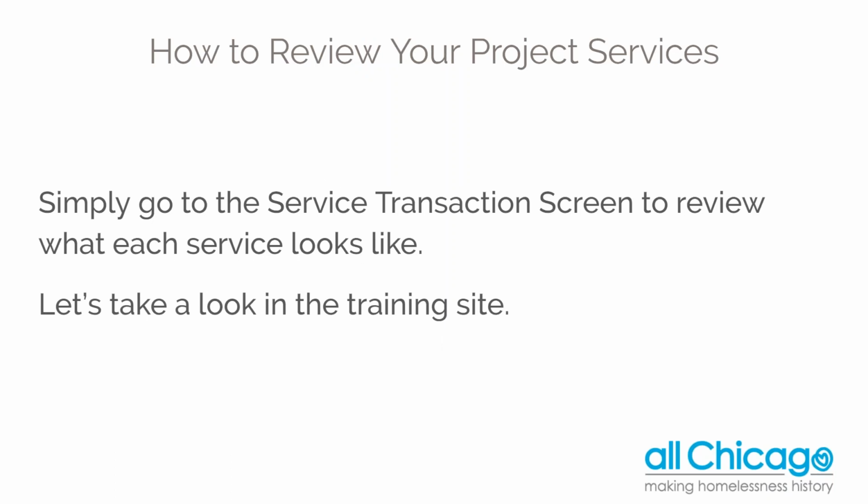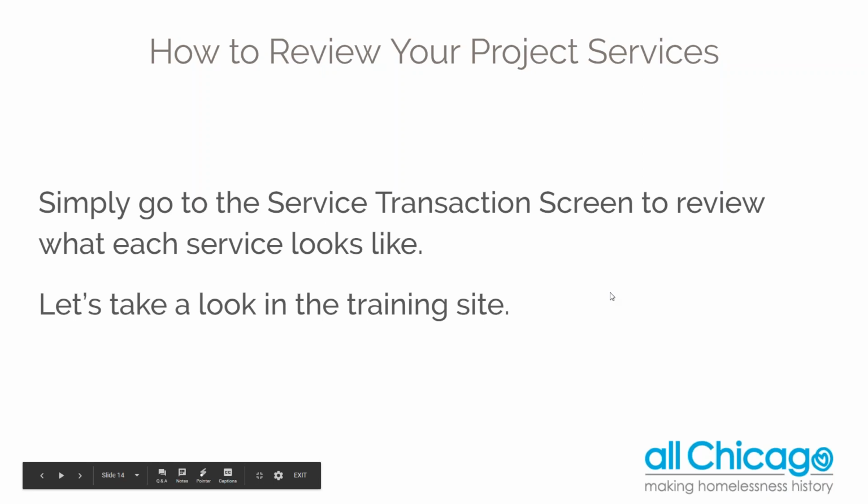So you may be wondering, how can you see the types of services that your projects have, so that you can then determine whether or not it's correct. It's simple enough by just going to a client's record and clicking a drop down, and that's it. So I'll show you how to do that in the live training site.